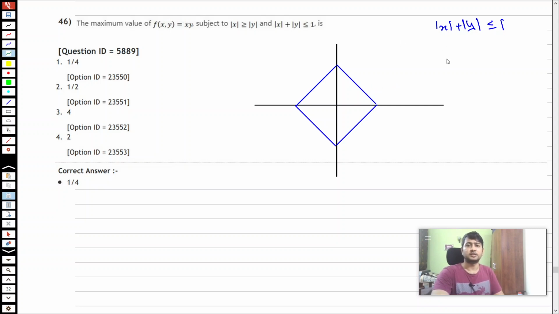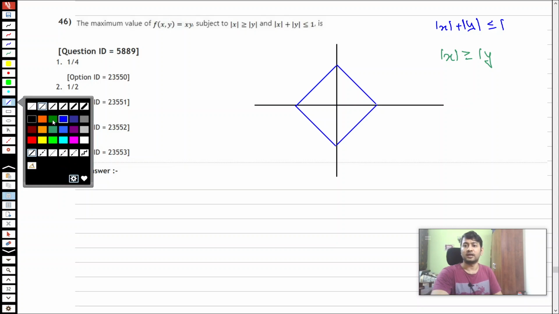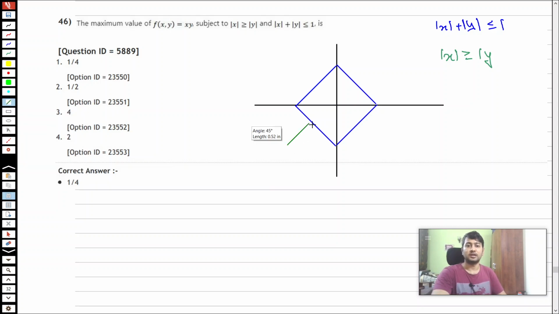The next is mod x greater than equal to mod y. So for that, first I want mod x equal to mod y lines. So for that I will draw x equals to y and x equals to minus y lines.